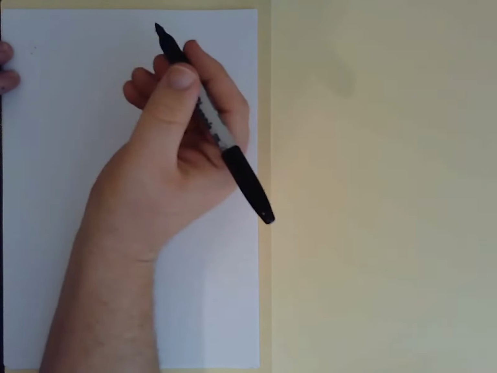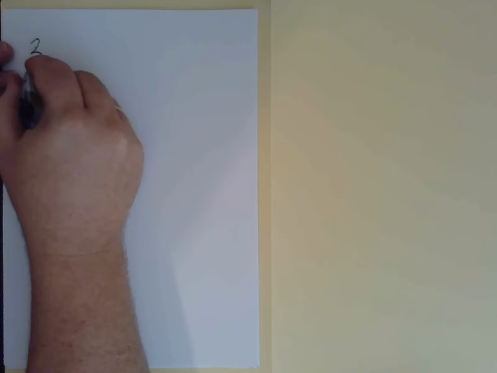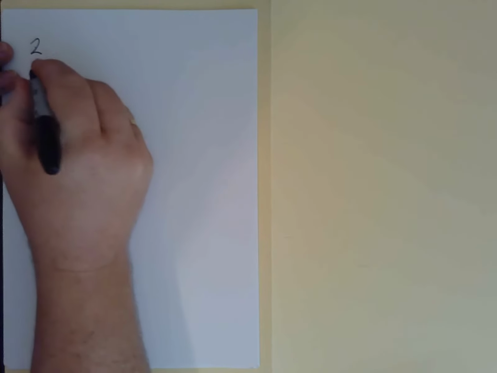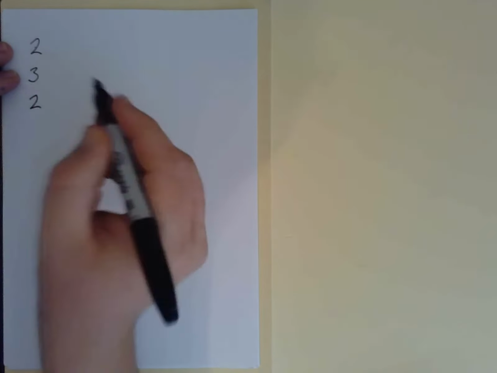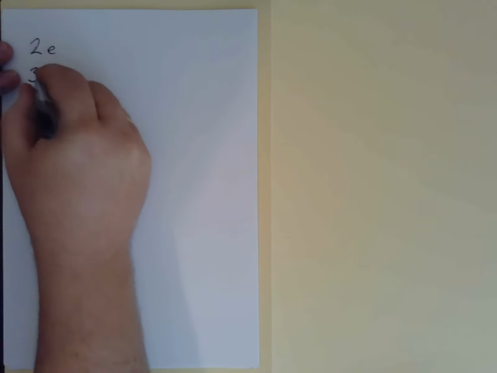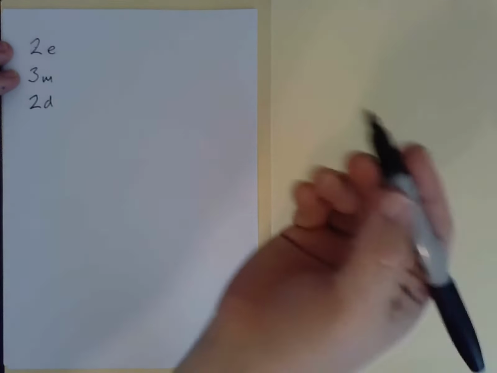So let's say we have a really simple restaurant. They've got two entrees, three mains, and two options for desserts. So entrees, mains, desserts. Now, we could arrange this as a tree diagram, as we would have seen before.